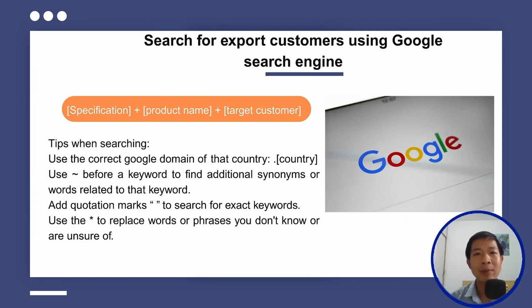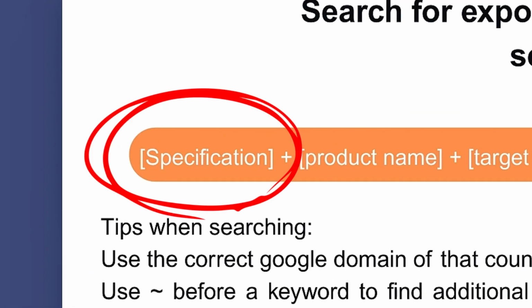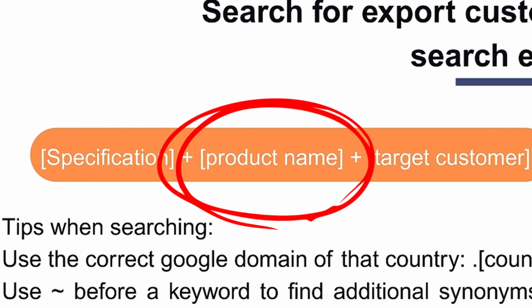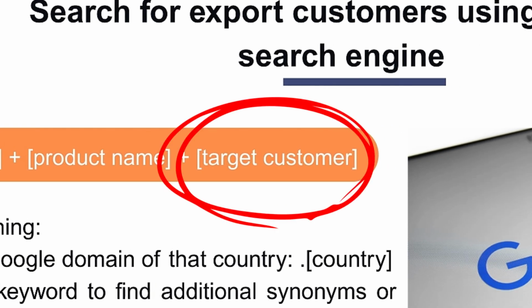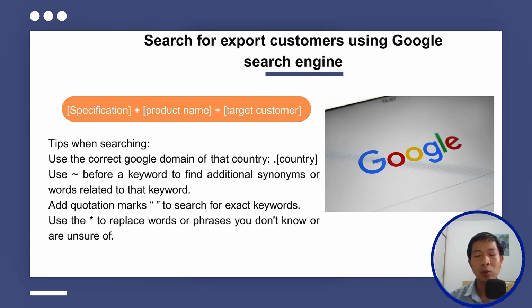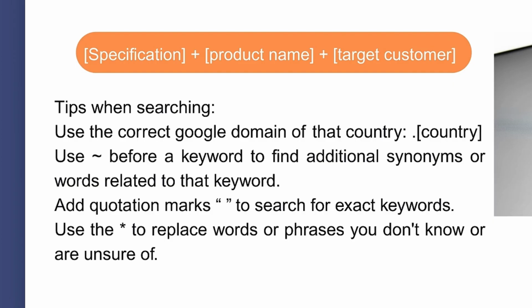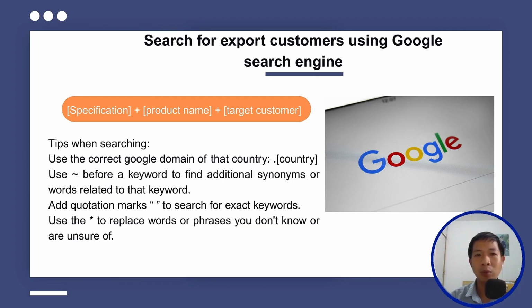Okay, let's start with the first method of finding import customers, which is using the Google search engine. The formula I use is to start with the product category, followed by the product name, and finally the target customer. A note for those who haven't used Google much or use it frequently. I have some tips. For example, you should use the Google version of that specific country as it will provide more accurate search results. It depends on each product and its target markets.